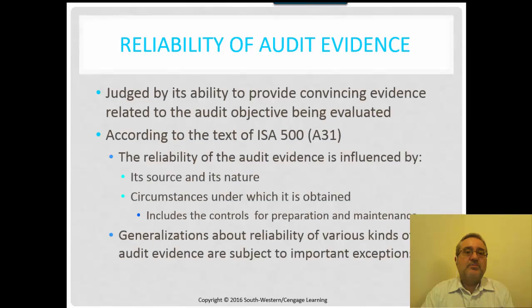When we're looking at the reliability of evidence, we need to judge it by its ability to provide convincing, or if not convincing, at least persuasive evidence related to the audit objective being evaluated. According to the text of ISA 500, paragraph A31, the reliability of audit evidence is influenced by its source and its nature, and the circumstances under which it is obtained, including internal controls over its preparation and maintenance, as well as generalizations about the reliability of various kinds of audit evidence. These are subject to some important exceptions.